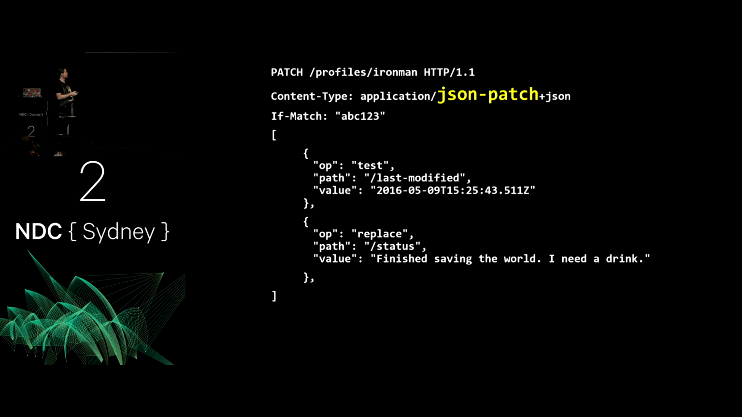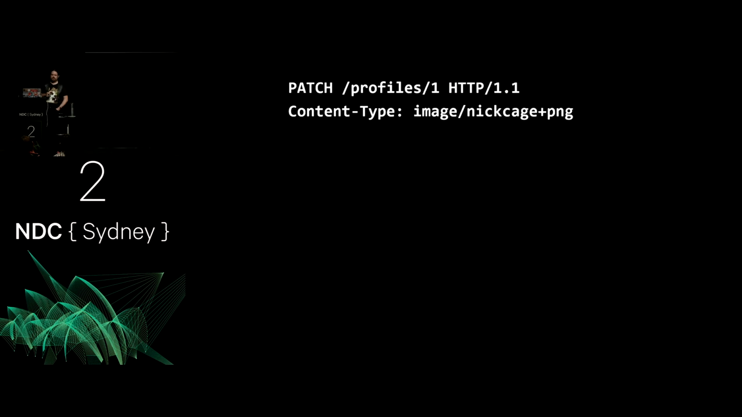Then, for a bit of extra resiliency, we're going to run an operation called test. We are going to go into this profiles Iron Man, which is a JSON resource, and find the thing at last modified in that resource, and test that it is equal to this. If it is, we proceed to the next operation in the list. If it is not, we return a 409 conflict and bail out. The next thing in the list is a replace operation. We're going to find the thing at status, and we're going to say, finished saving the world, I need a drink. 200, okay.